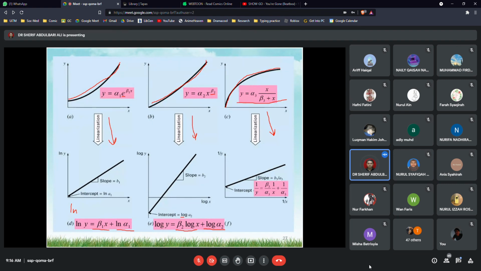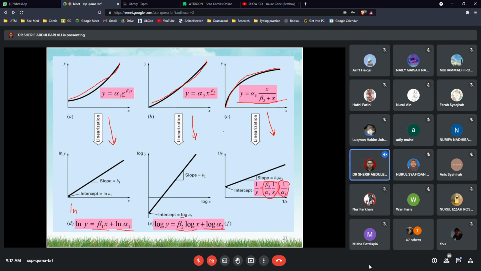Okay, if you are having saturation growth, so it's going to be equal to 1 over y. So this is going to be equal to, this is your slope, and this is your intercept. This is the way we are going to linearize.